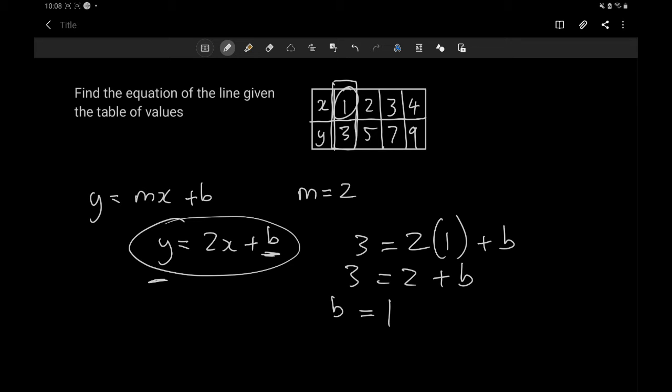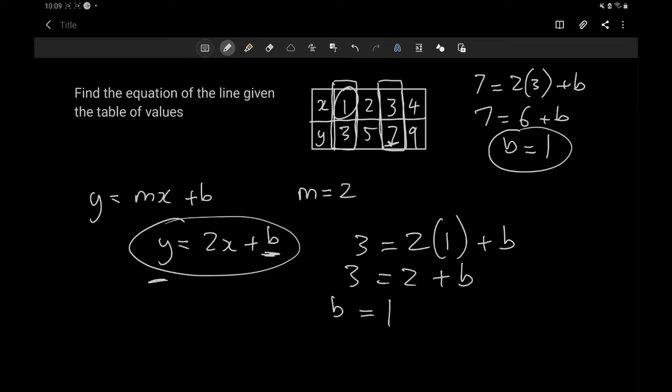So let's compare with another pair of numbers just to make sure that we get the correct value for b. And let's do 3 and 7. So we know that y is equal to 2x plus b. So y in this case is 7. So it's 7 is equal to 2 times x, so it'll be 2 times 3 plus b. So 7 is equal to 2 times 3 is 6 plus b. And therefore b is equal to 7 minus 6, which is 1. So both our b values are the same, so we can be confident that we've done the correct calculations.